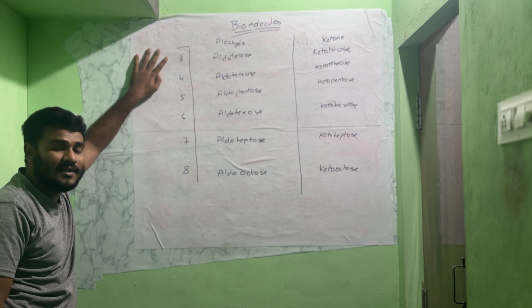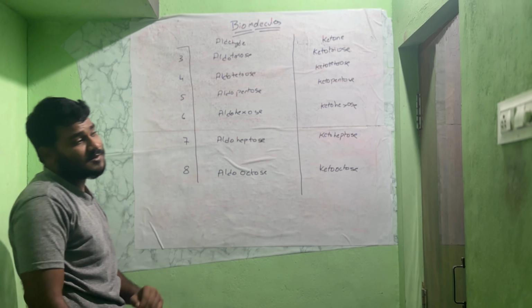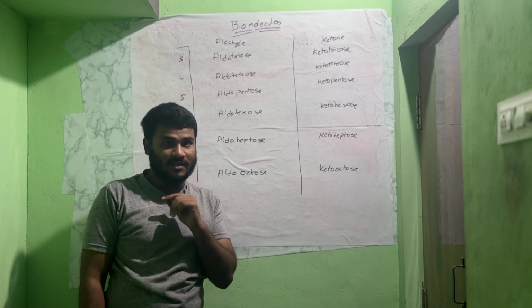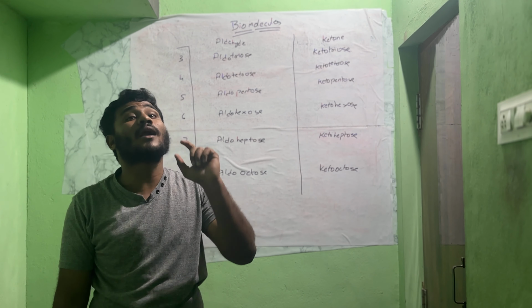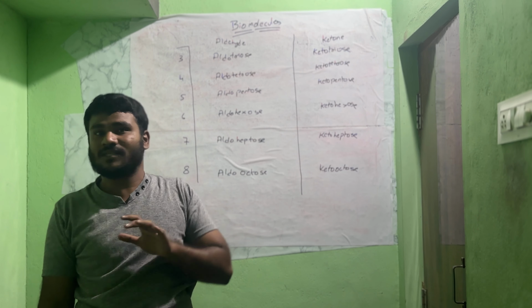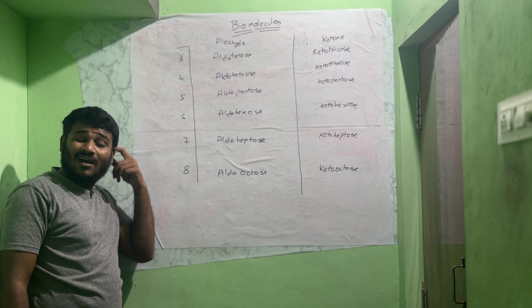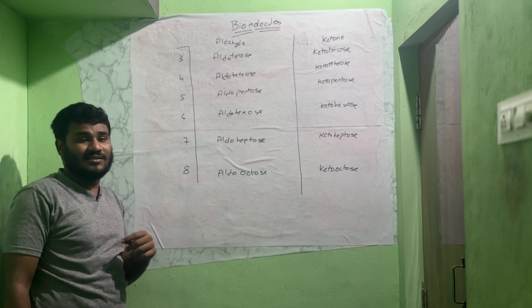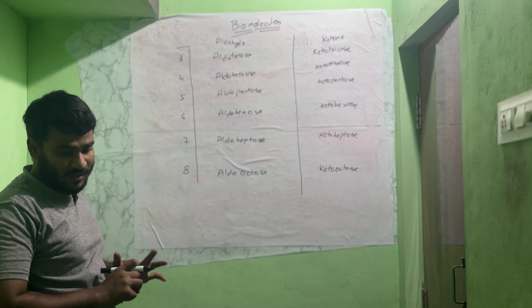I already said carbohydrates are classified into two types, based on number of carbons present in monosaccharides. Monosaccharide means a carbohydrate that can't be hydrolyzed further into simple carbohydrates. The second definition is that it can't be hydrolyzed further. This is for monosaccharides. You can note it down if you want.